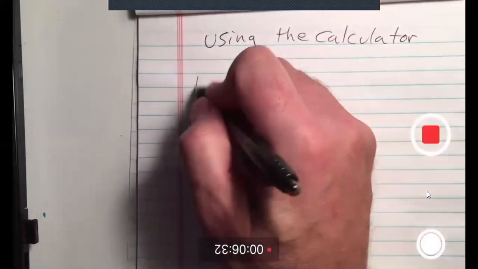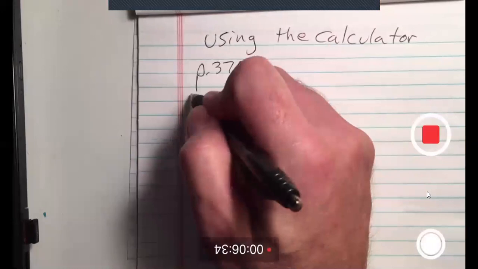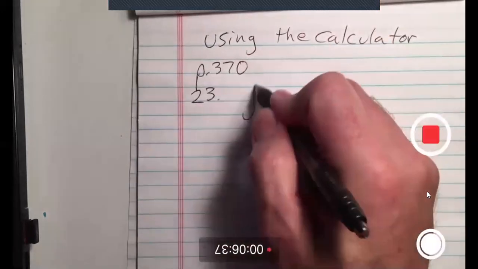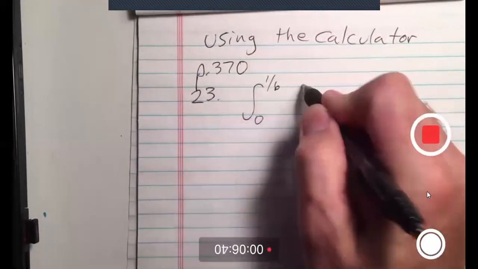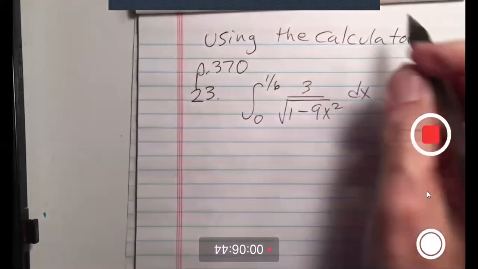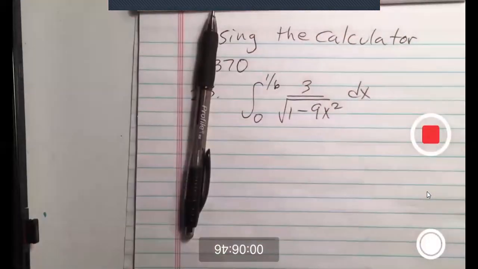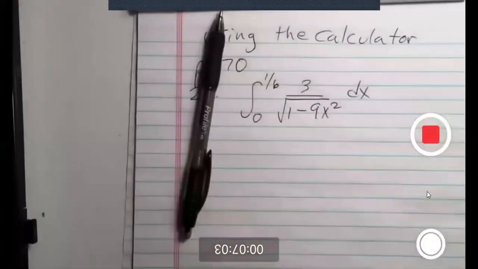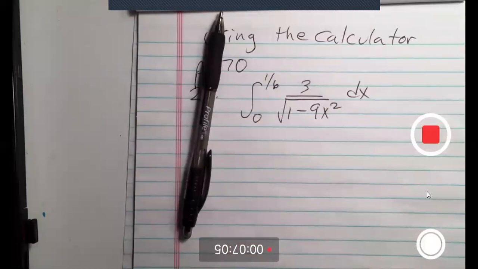Let's try page 370. Problem 23 is the first one. 0 to 1, 6 over square root 1 minus 9x squared dx. Show you that. There it is right there. 3 over the square root of 1 minus 9x squared dx from 0 to 1, 6. Okay.